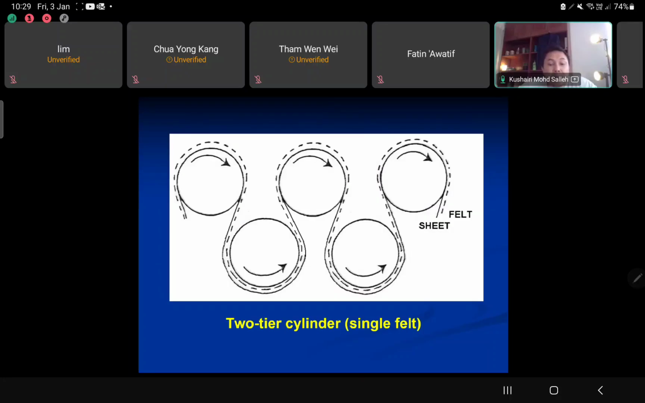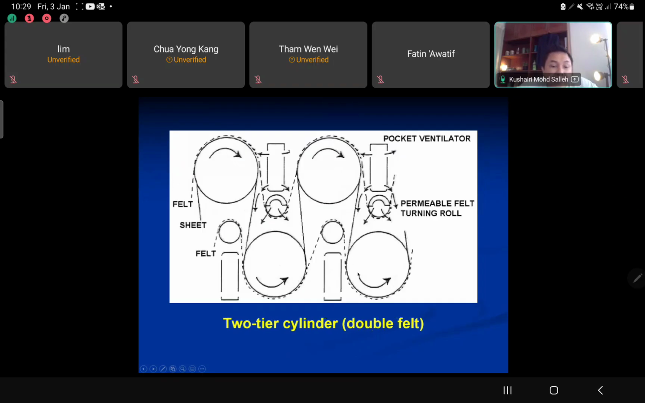Okay, two-tier cylinder with single felt. As you can see, the dotted line refers to the felt. And then this one, we have the two-tier with double felt.